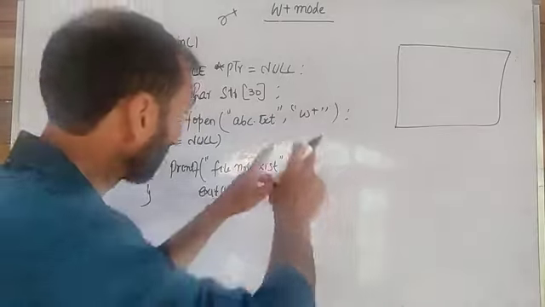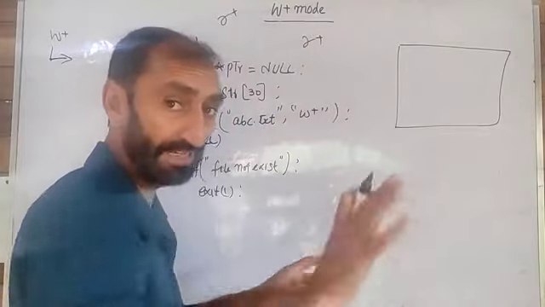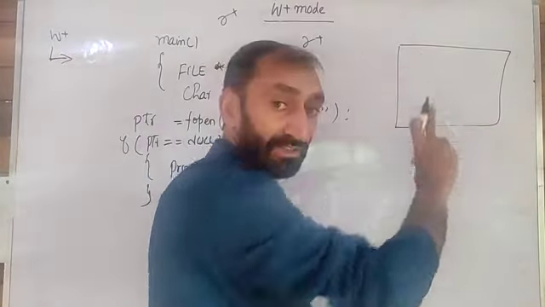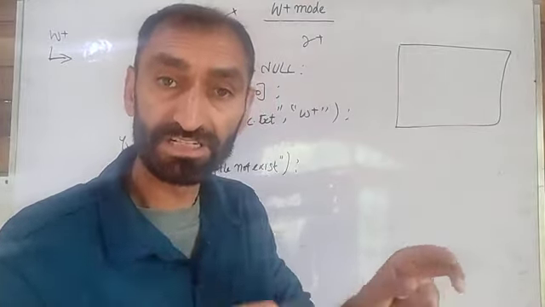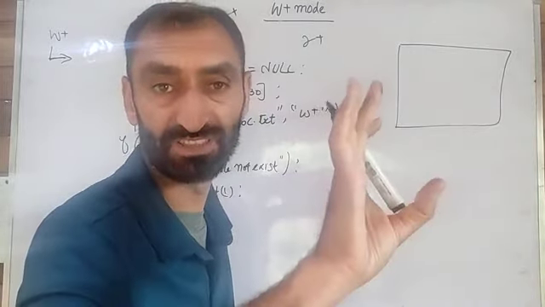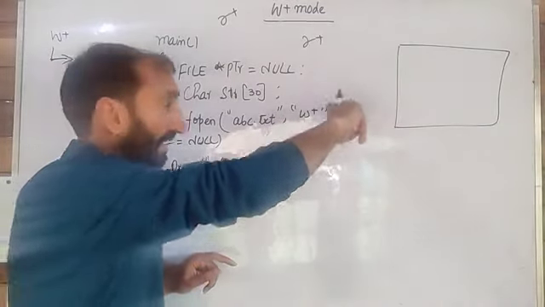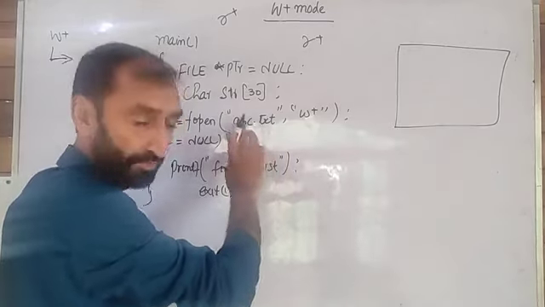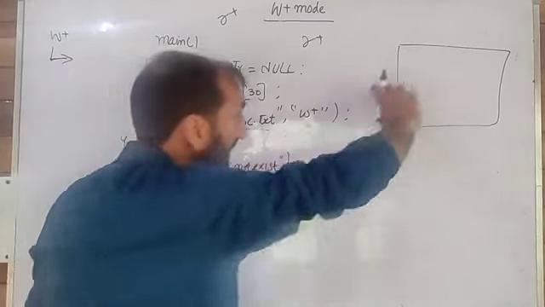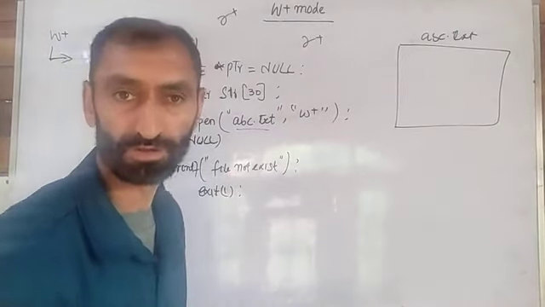Are you getting it? But in case I open the file in R+ mode, and the file does not exist in the hard disk, the file will not get created. In R+ mode, the file is not going to be created. It simply generates an error message that the file does not exist. But if I open this file in W+ mode and the file abc.txt does not exist, it will create the file abc.txt and will open it.